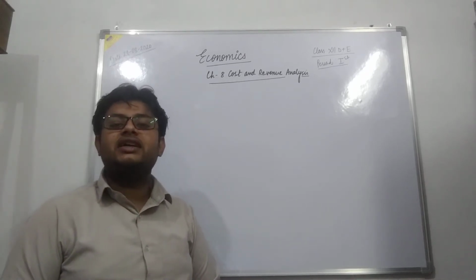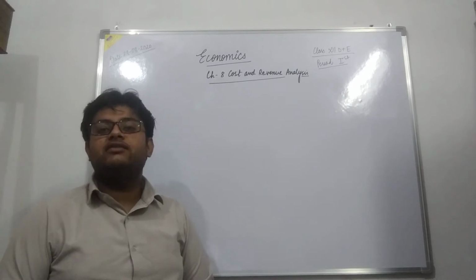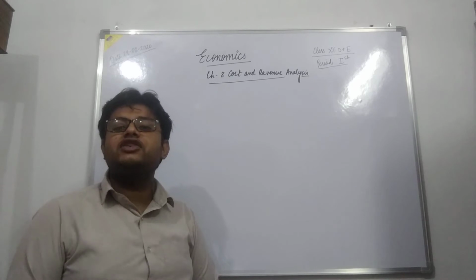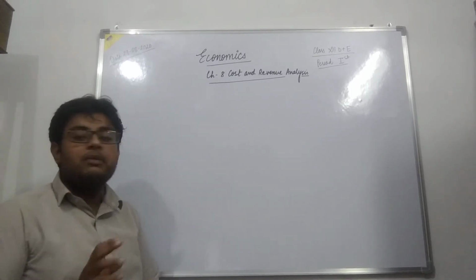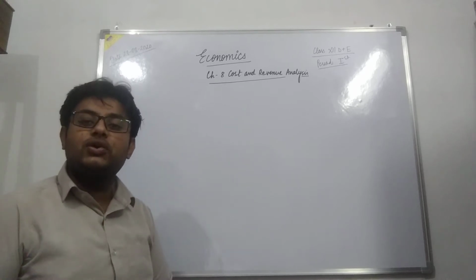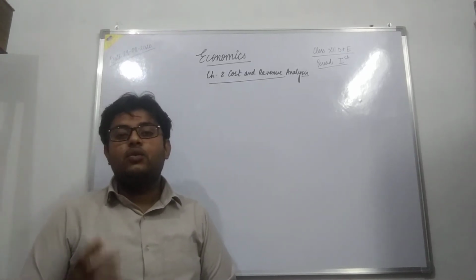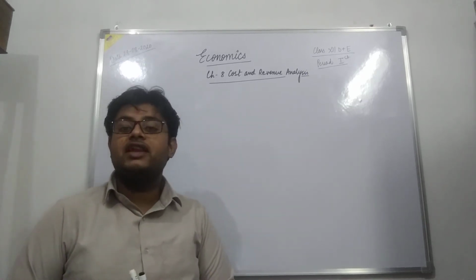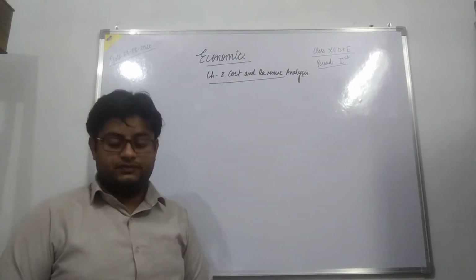Now we have to discuss with the help of diagrams what the behavior of average costs in the short run is. You all must recall the schedule that we discussed yesterday. What was the behavior of average fixed cost, what was the behavior of average variable cost, and what was the behavior of average cost?